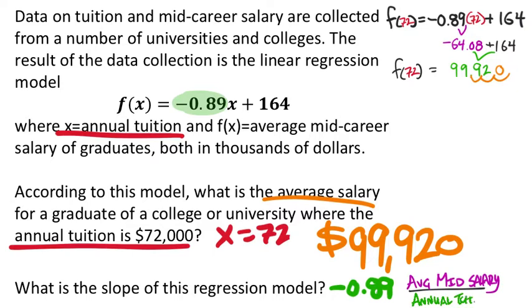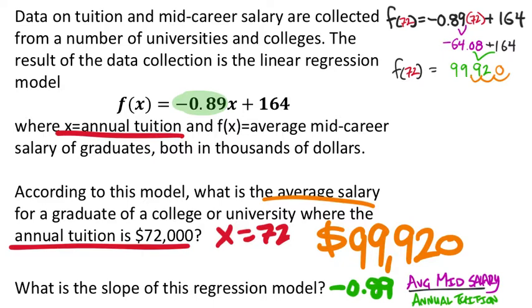Maybe I shouldn't have used the same color. But yeah, something like this. Now, how would we describe this, right? Well, you'd say the average mid-career salary of graduates, now that it's asking for that, you'd say it goes down, looks like $890, as annual tuition looks like it increases by 1. That'd be 1 in thousands. So if your annual tuition increases by 1,000, your average mid-career salary would go down $890.